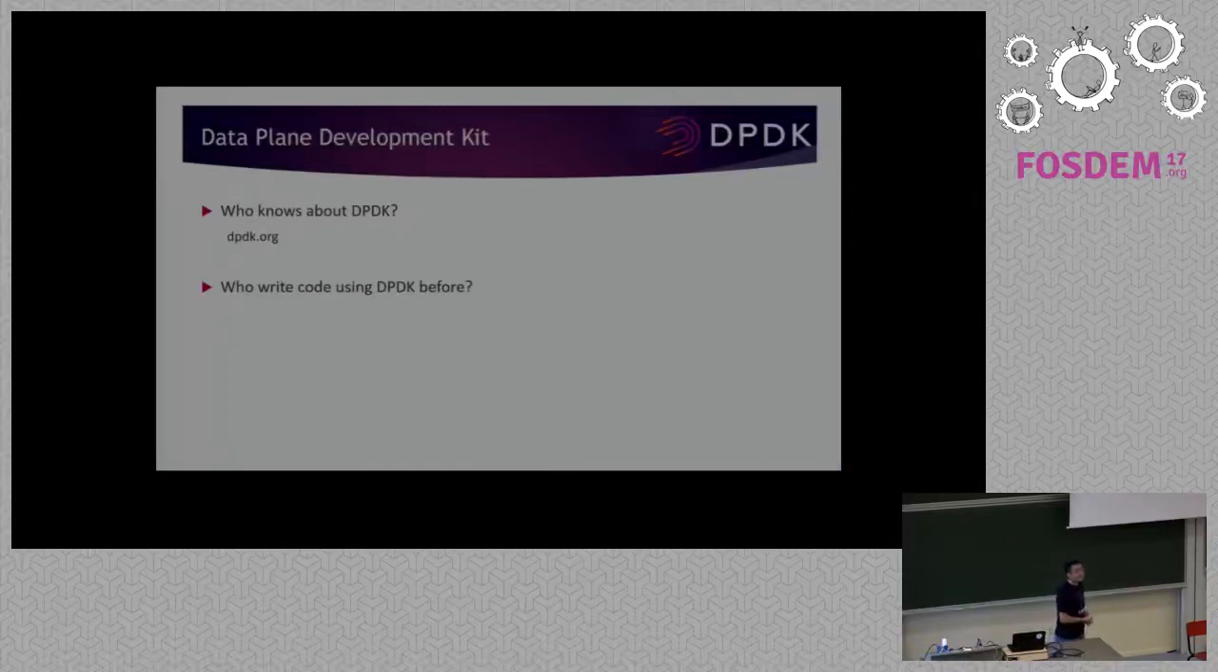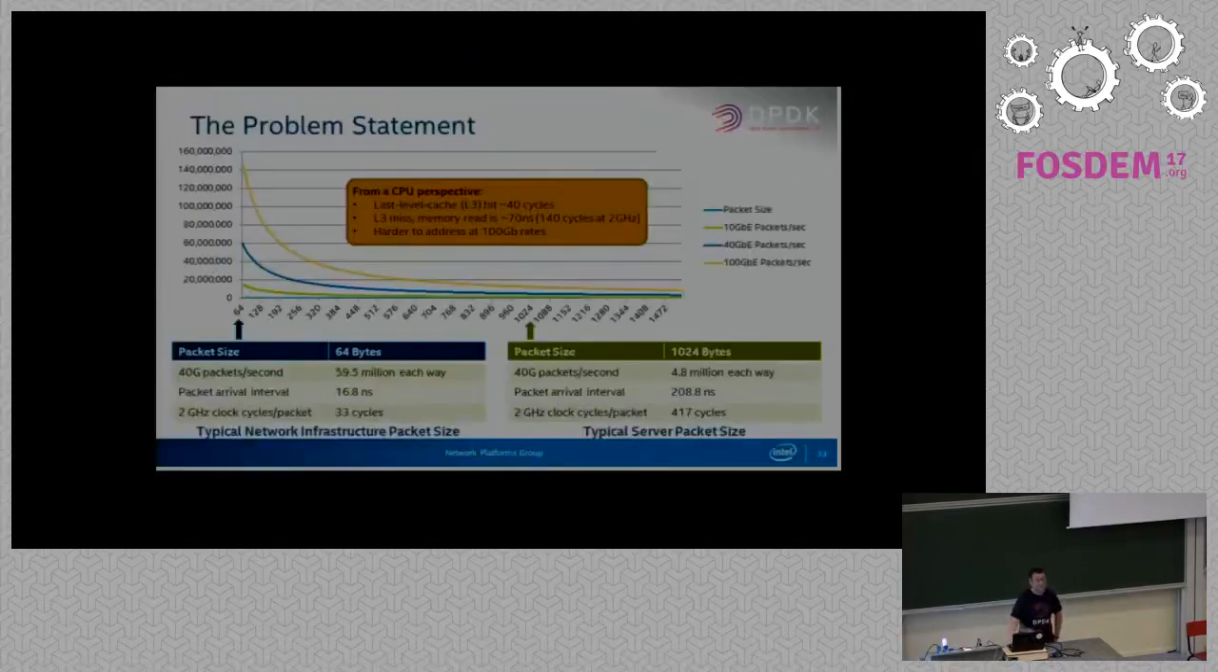DPDK, the Data Plane Development Kit, is first of all an open source project. It's an NFV component, and it supports multiple vendor NICs, and it runs on multiple architectures. And it mainly solves one problem. That's the problem.